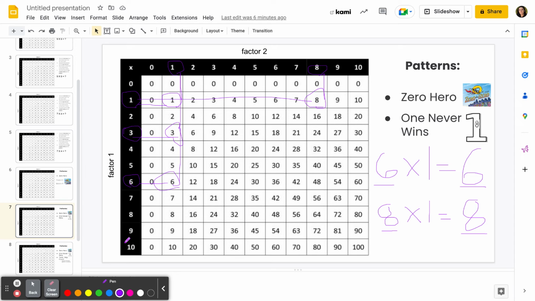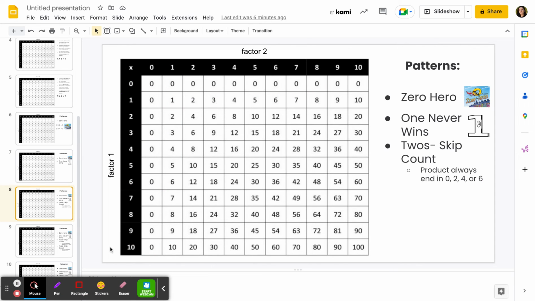10 times 1 is going to equal 10. Now I said 1 never wins unless we multiply 1 by itself. 1 times 1 equals 1. Any other time, the other number is going to win. The other factor will win. What's 0 times 1? 0. Any number times itself equals 1.